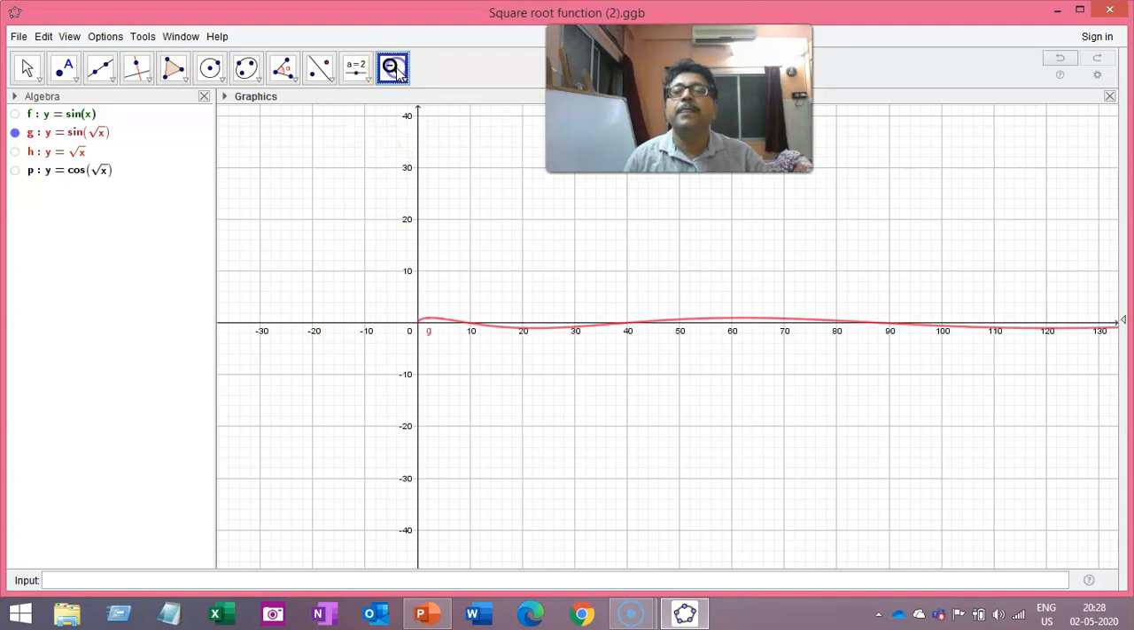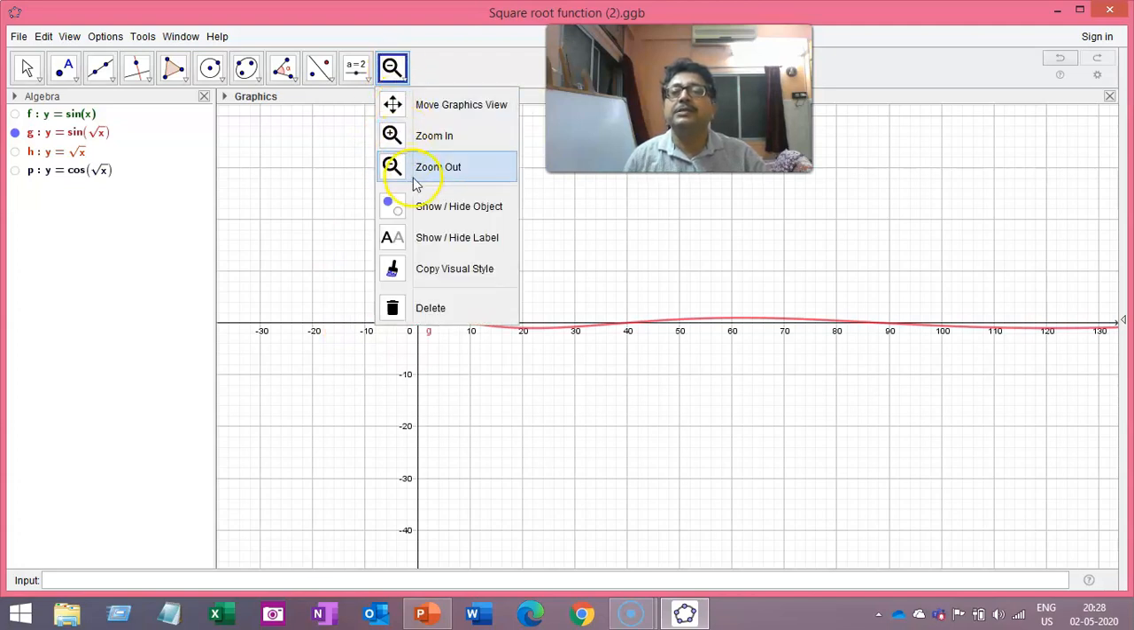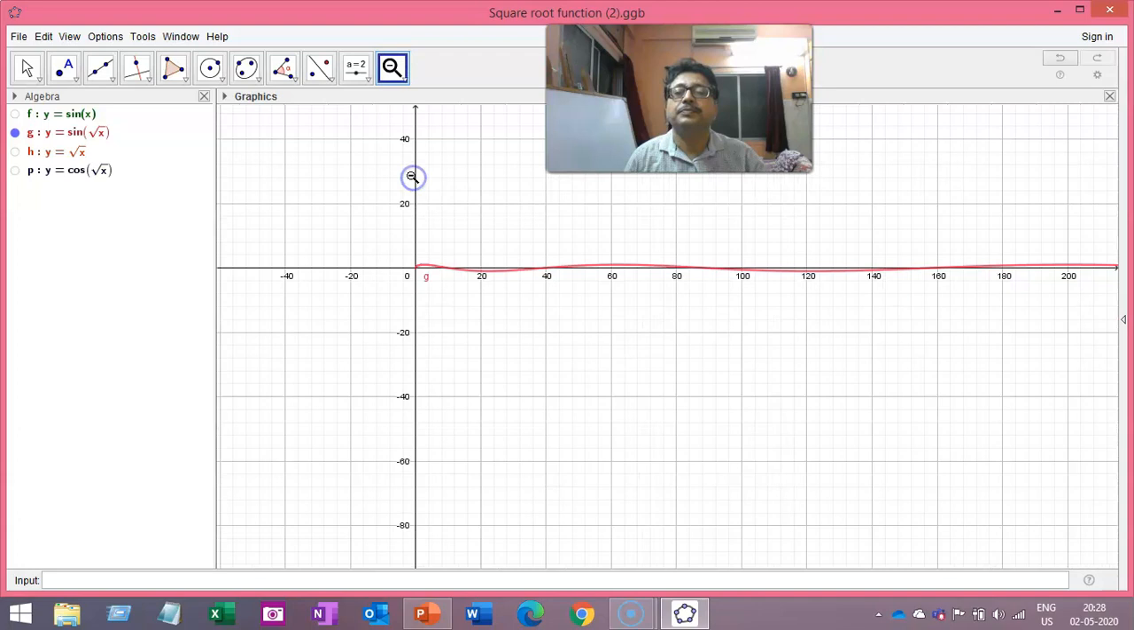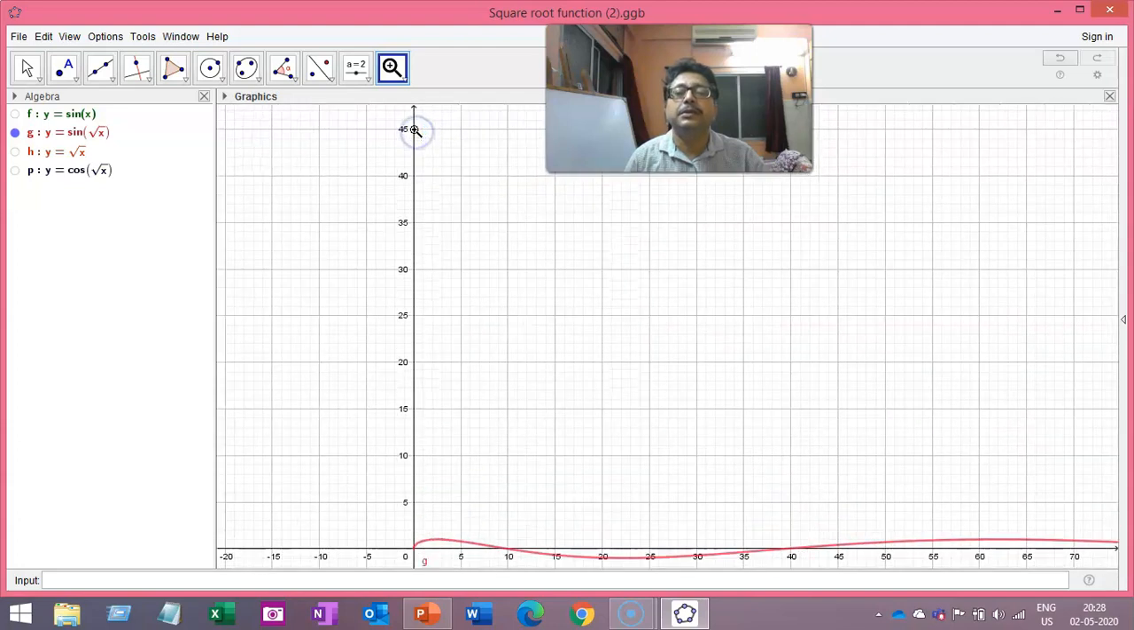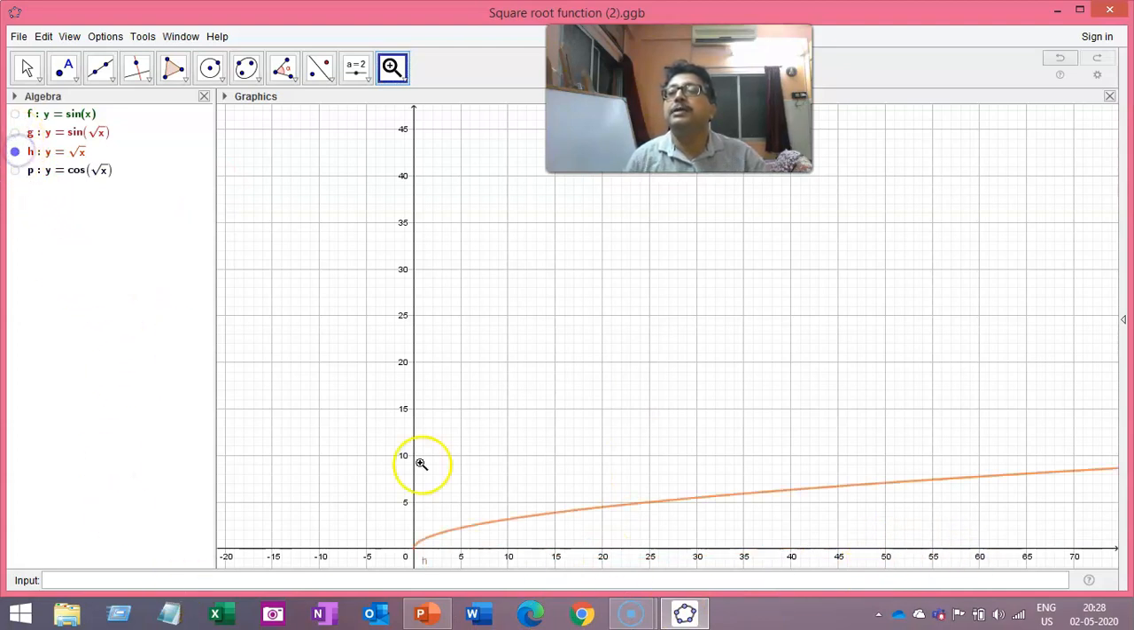Okay, let us bring it back to the original state. Go for zoom in option. Now for this graph, sine root x is not periodic. If we go for root x, this function also will never repeat. This is also not periodic.